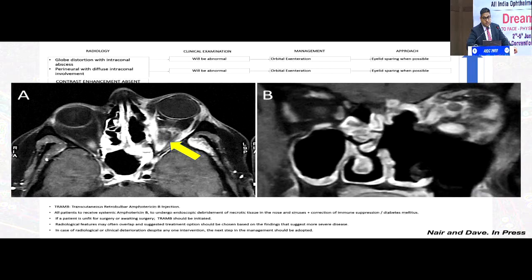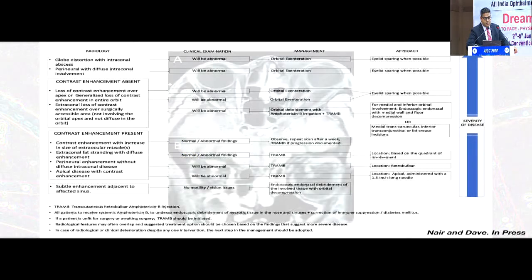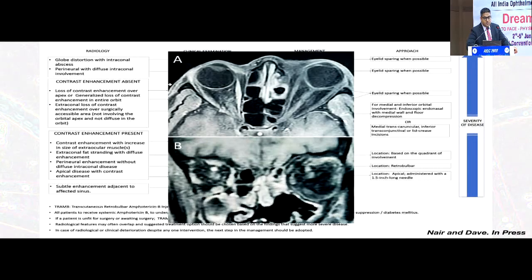This is loss of contrast enhancement at the apex. Now here you can see, again this would be an indication for you to go ahead and give retrobulbar amphotericin B. Here you can see complete distorted globe where none of the muscles are showing any contrast enhancement. In this case, you would not go ahead with retrobulbar amphotericin B.